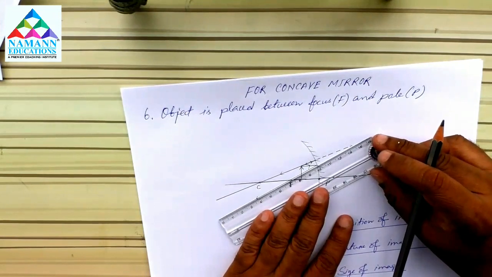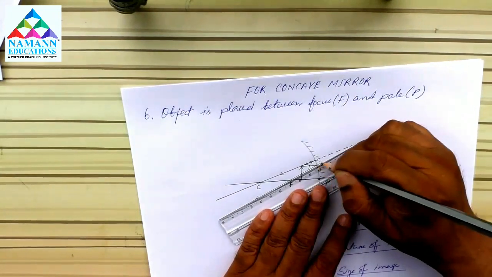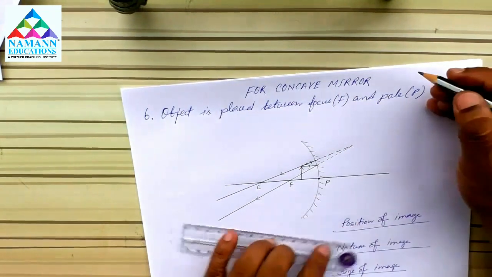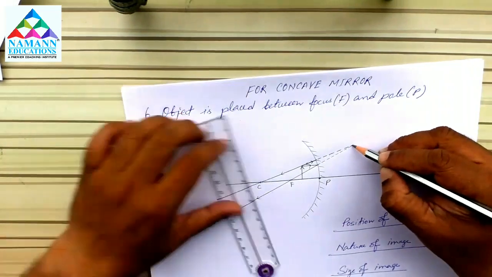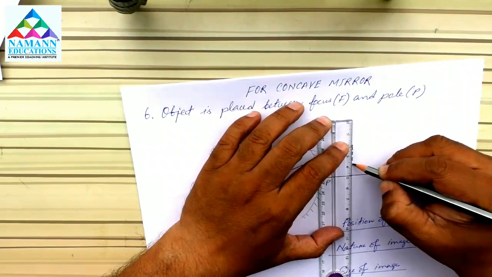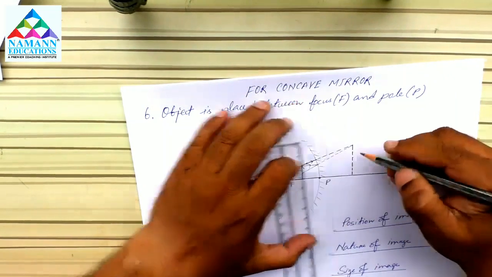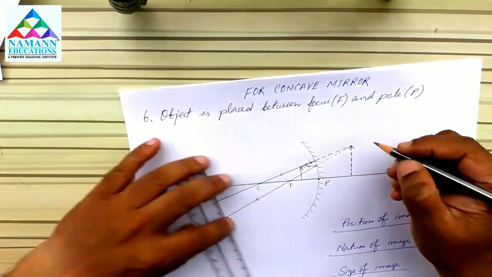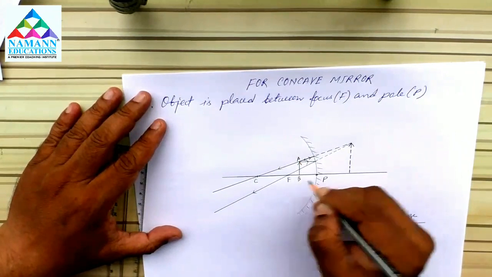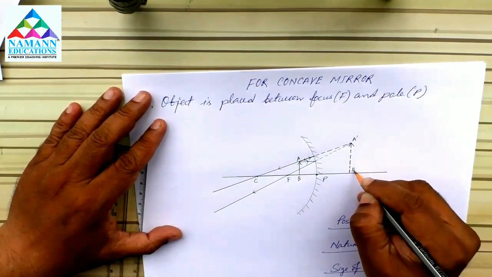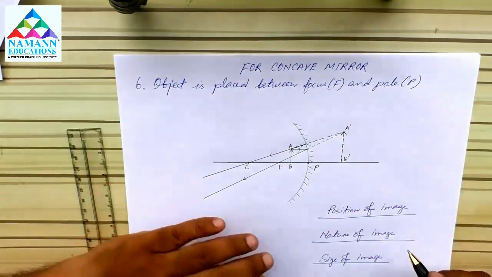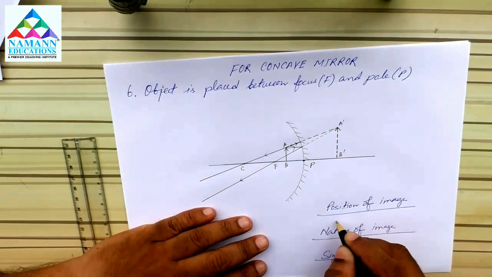When I produce these 2 light rays back, the 2 light rays appear to diverge from this point, and here we can draw a perpendicular in dotted line. This will represent the image. So if AB is the object, A dash B dash is representing the image. So if you look at this diagram, if I ask you what is the position of image, we can write behind the mirror.